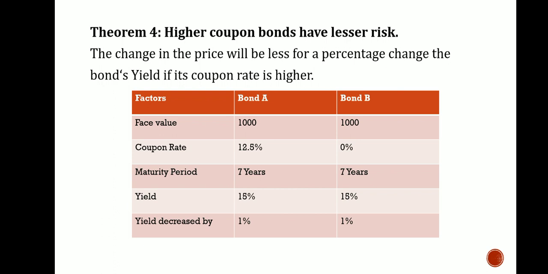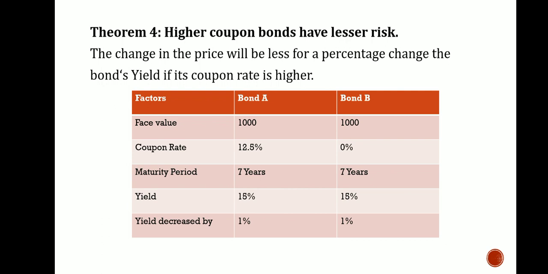We can check this with the help of an example. There are two bonds, bond A and bond B. Both the bonds have same face value, that is rupees 1000. Coupon rate for bond A is 12.5% and bond B is 0%. Maturity period 7 years each. Yield 15% each. Yield decreased by 1% each.